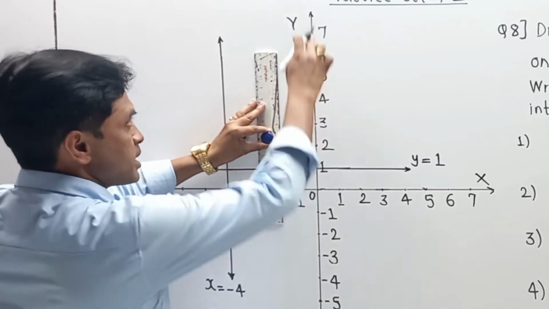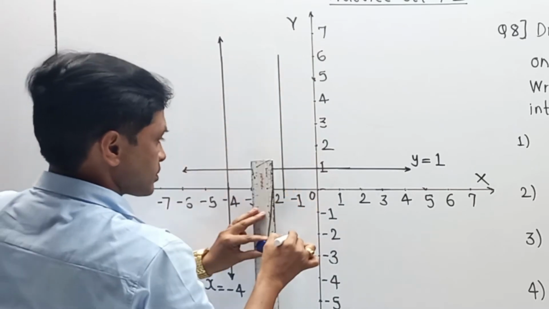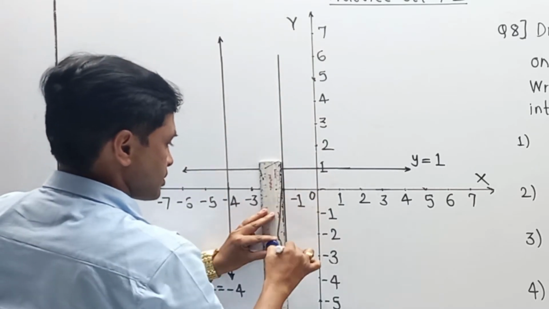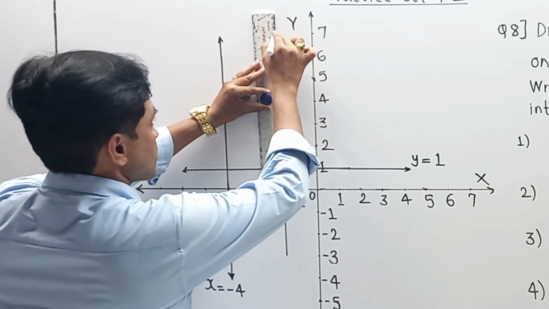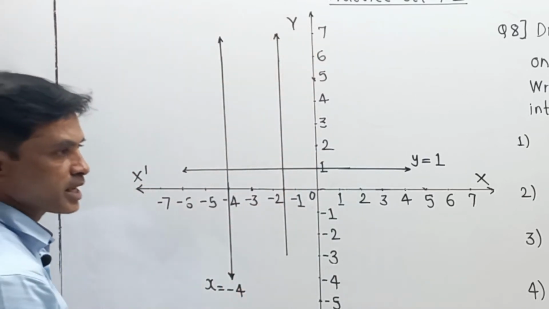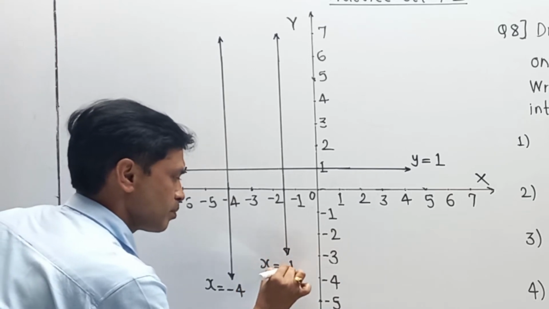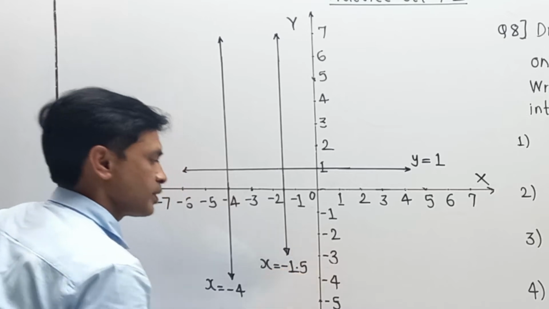Again this line is parallel to the y-axis. Now again the equation of this line is x is equal to minus 1.5.